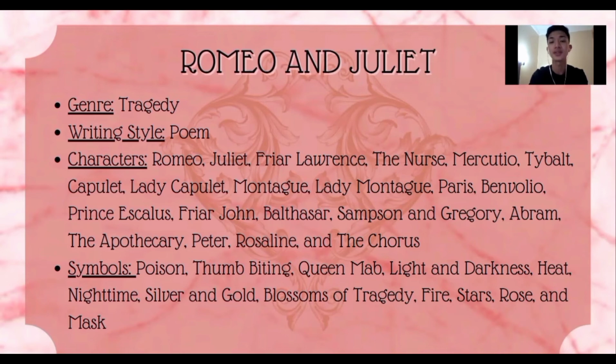The symbols used in Romeo and Juliet. So these are poison, thumb biting, Queen Mab, light and darkness, heat, nighttime. First, we have poison. It symbolizes not only the judicial instrument used by Romeo and Juliet, but it also symbolizes the feud between the Montagues and Capulets.